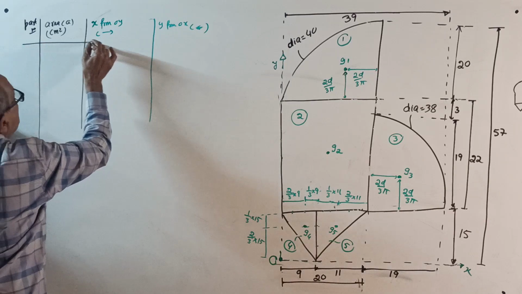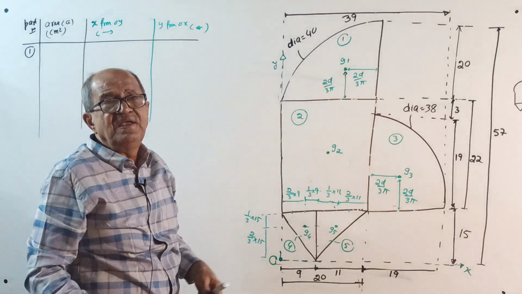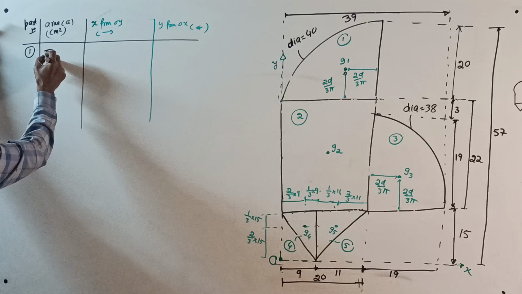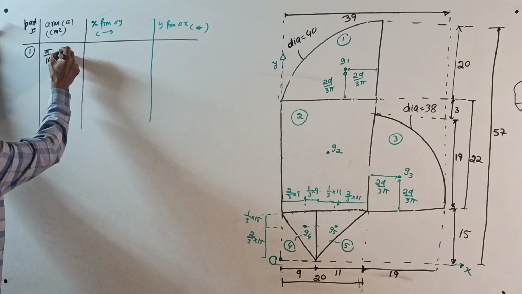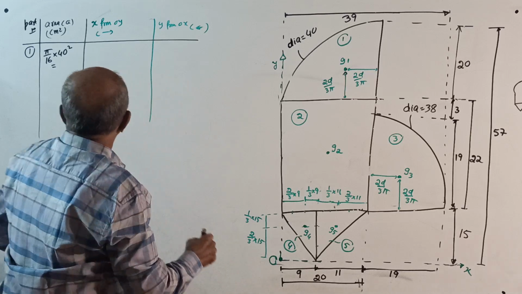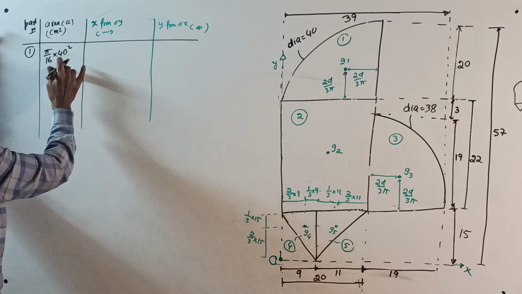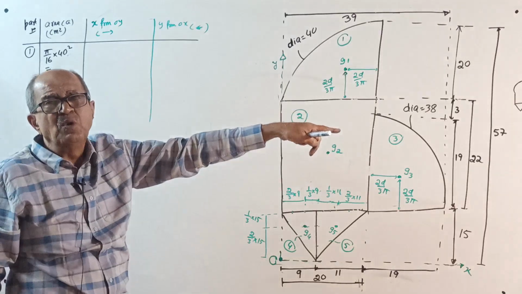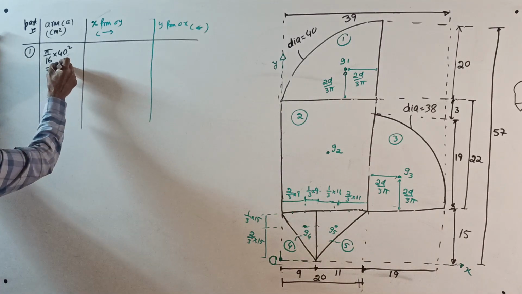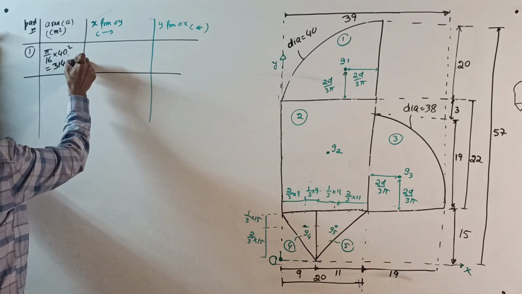Start. Part number 1, quadrant of a circle, area pi by 16 of diameter squared. Pi by 16 of 40 squared equals 314.159. To save time, I always make a note of the answer in the corner, so nobody has to hold a calculator and struggle. 314.159, A1.